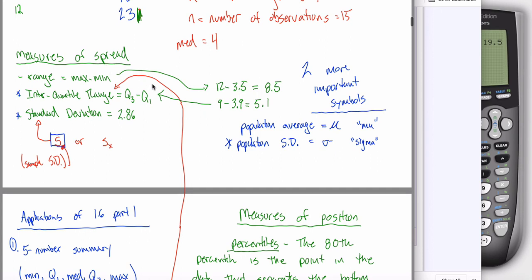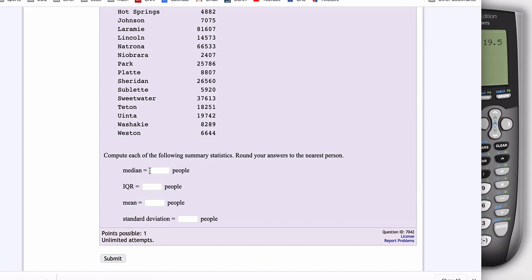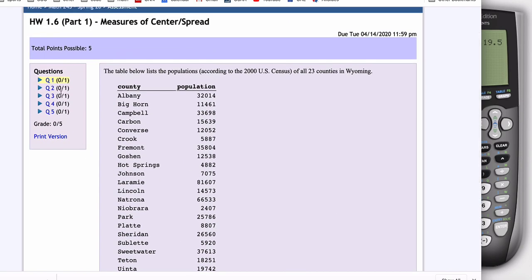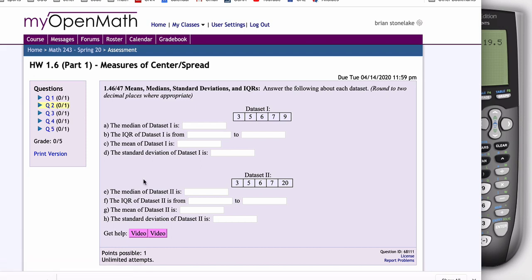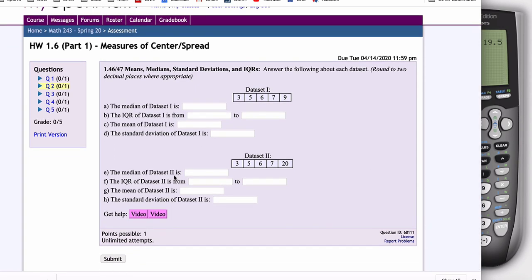Those 3 come straight out of your calculator. The only one where you'll have some work to do will be interquartile range, because that won't come directly out of your calculator, but you can get Q1 and Q3 out of your calculator and then apply that formula. Get your answers, type them in here, and you are done. Round your answers to the nearest whole number. These are people, apparently, in this case. Easy enough. Second problem. Kind of like the first one, although there's a couple comments I want to add here.